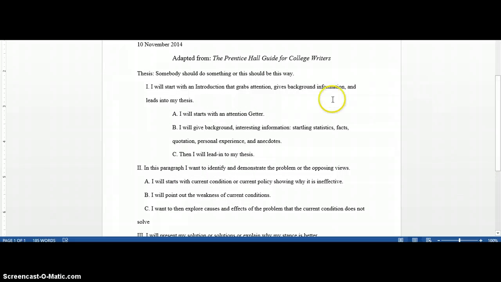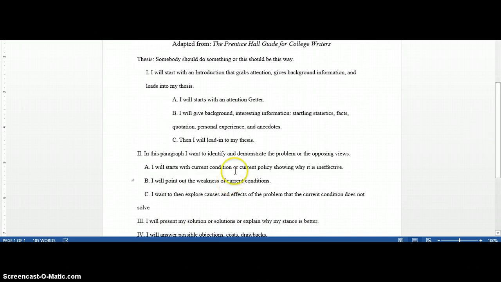somebody should do something, or this should be this way, right? So this is where you put in your own information. And you can use this outline, but again, make sure it's very specific and that you're not just being generic. So not just "I will give background, interesting information, startling facts." Be specific and say, "I'm going to talk about my experience with this," right? And I'm going to start with the current condition or current policy, for example, of voluntary voting, showing why it's ineffective and why everyone should be required to vote because of this, this, and this. So that's something that you want to do.